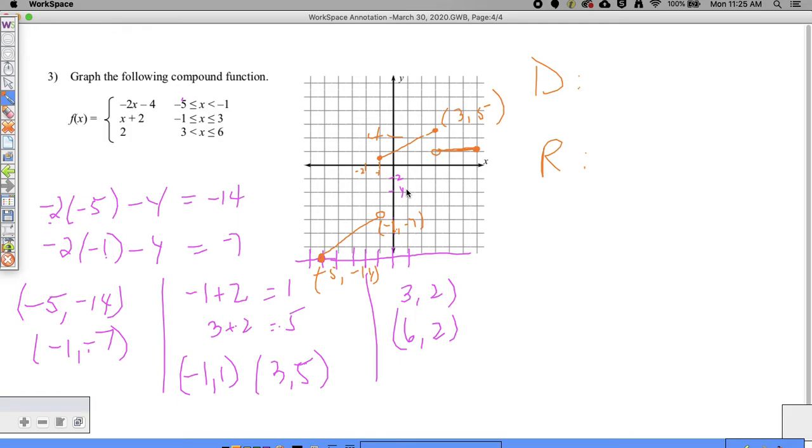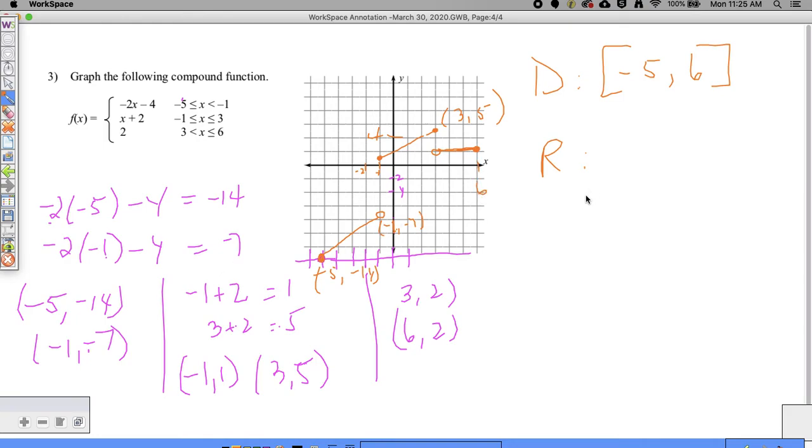Just wanted to warn you that the range is very challenging, but let's nail the domain down. For those of you who did it, your domain is actually going from -5 to +6. And noticing I'm using the brackets because it includes -5 and +6, because you're starting at -5 and you're stretching all the way over here to 6.